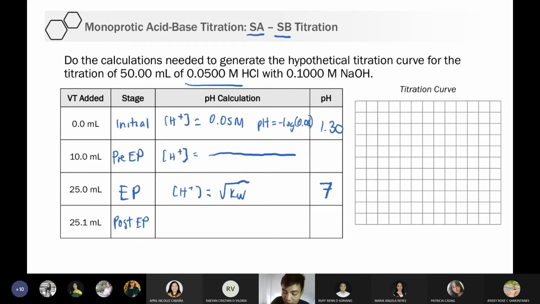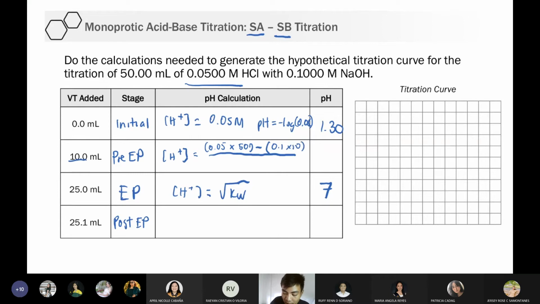Okay, so MA muna, MA. Ayun, 0.05 times VA, 50 ml, sabi sa problem. Yung units, arbitrary na. Yung ml, wag mo na i-cancel. Okay, minus MT, the molarity of titrant, 0.1 times the volume of titrant, in our case, 10 ml.